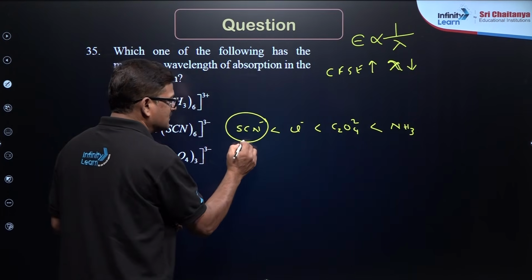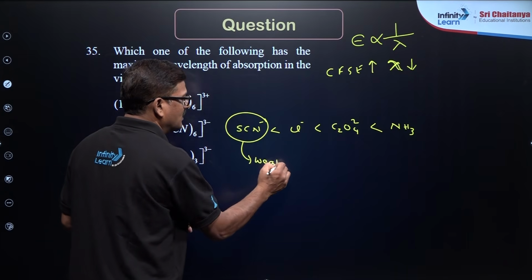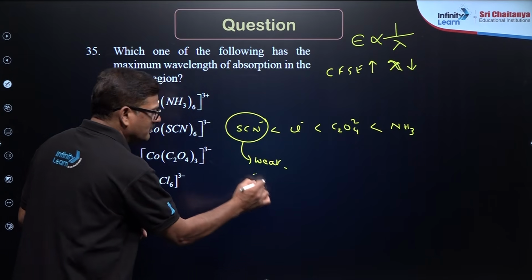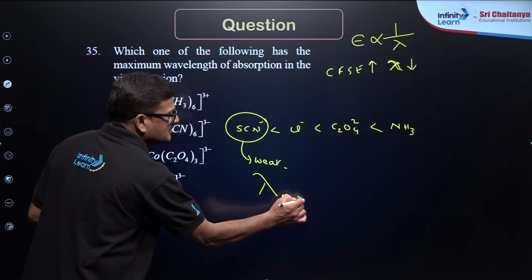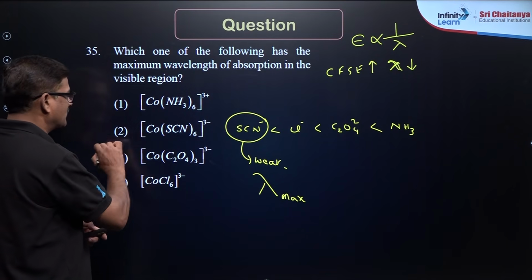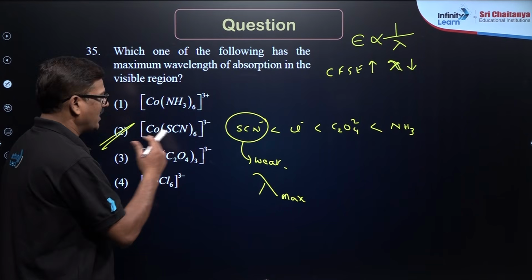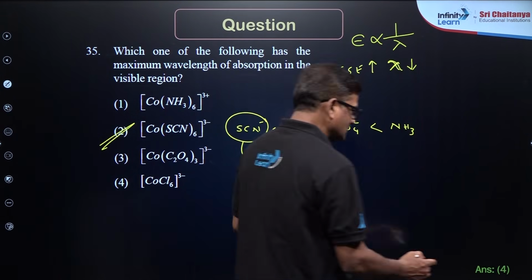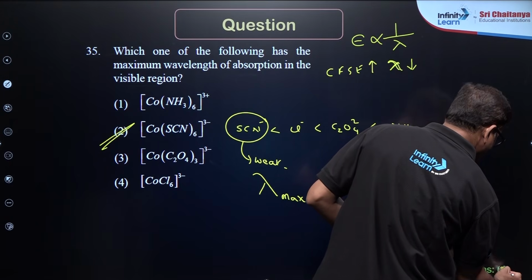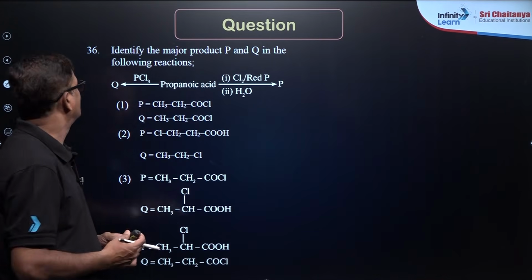So SCN minus is the weak ligand among all, and the wavelength is going to be the maximum. Therefore, the answer is Co(SCN)6 3 minus. Option 2 is the correct answer for this question.